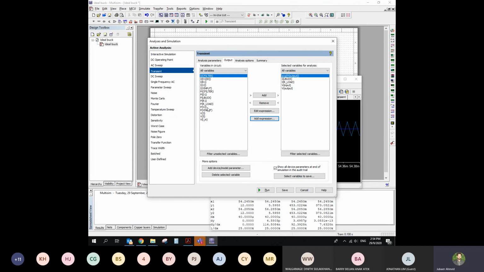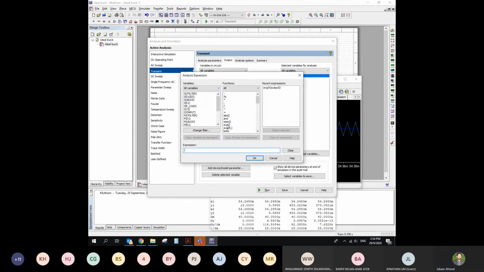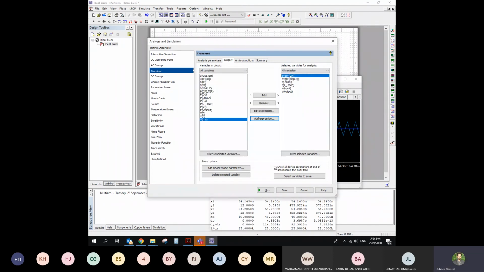Also VIL, the inductor, if you want to put the value of the inductor, where is VIL? This is the average value of the inductor. You do the same way: add expression, average, where is VIL? VIL, yeah. So average value of VIL.